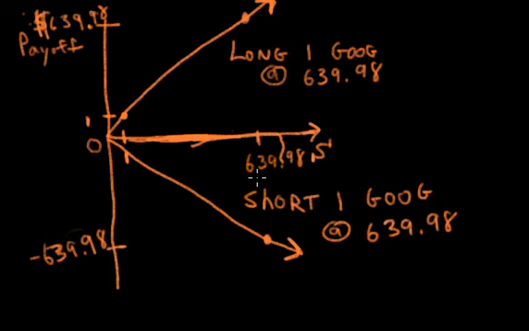entering into these contracts. Now let's do the P&L diagram. So the P&L diagram is going to look very, very similar to this, only it's now going to account for the cost of these contracts. So let's see what that looks like.